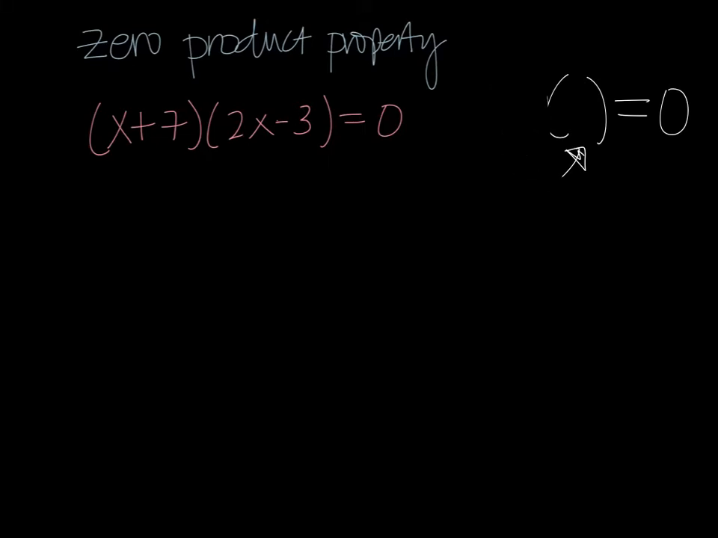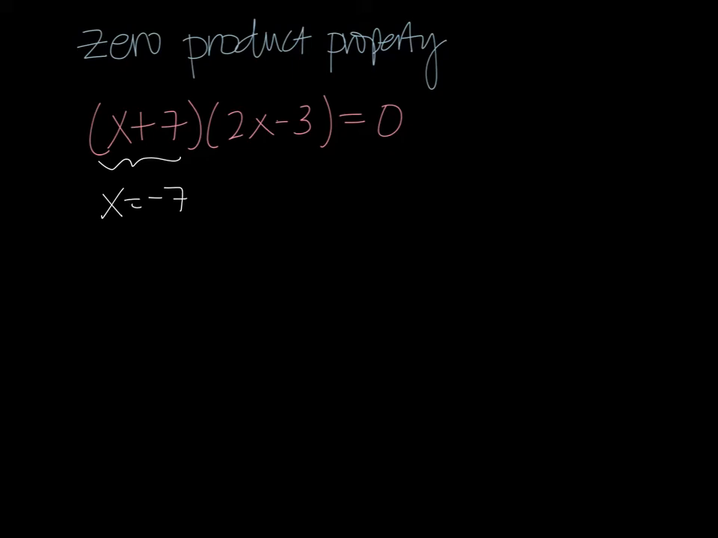So we're going to use the example here. We have two sets of parentheses. It's set equal to 0. We're ready to use the property. And what we're going to do is we're going to say, what would it take to make this parentheses equal 0? And many of you can see that answer without even having to do any work. You can see that x would need to be -7.